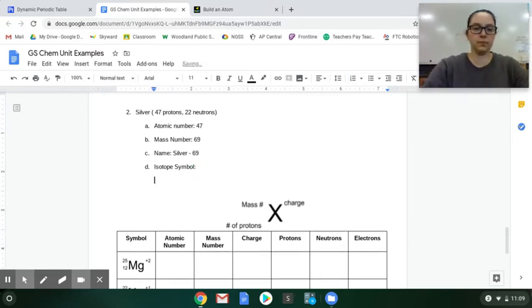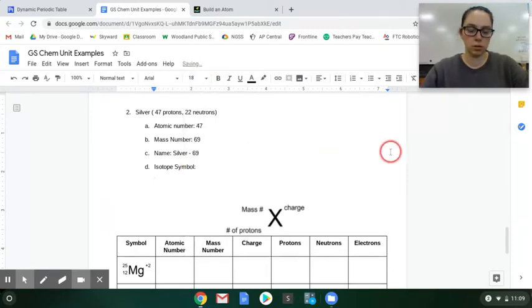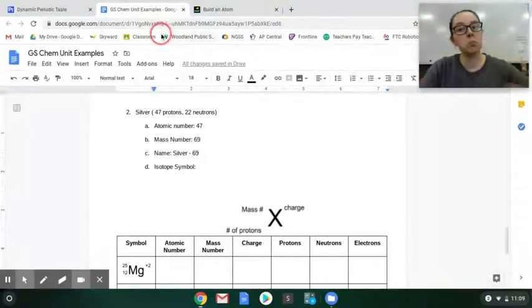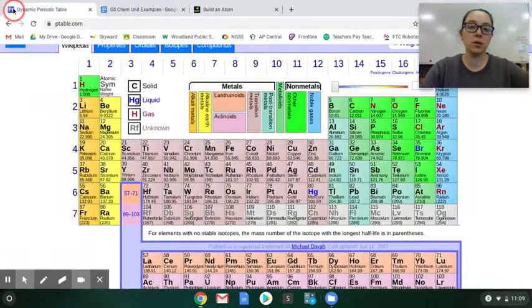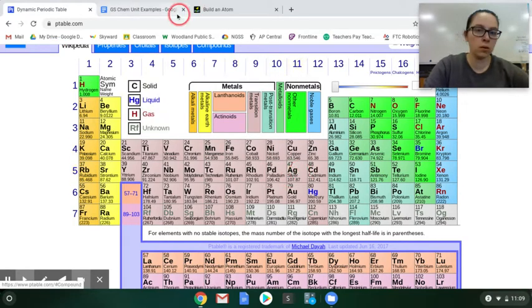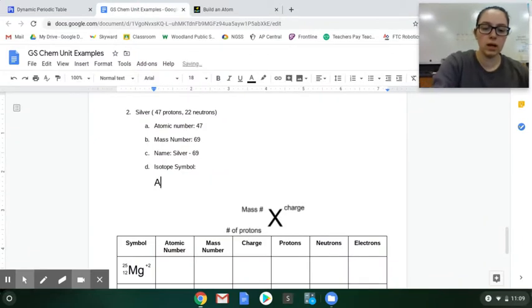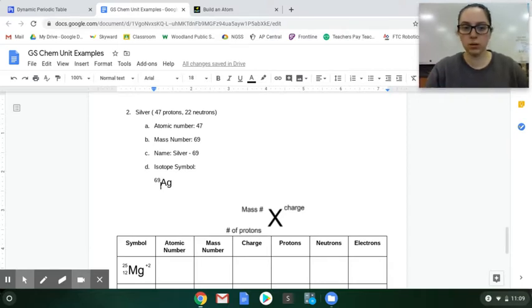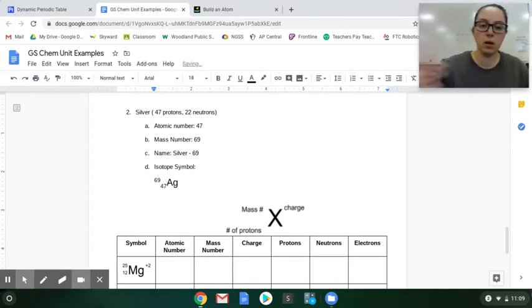My isotope symbol is going to be the element symbol for silver. What is that? It's not Si because that's silicon. We better double check our periodic table. Here's silver. Element symbol is Ag. I know it's a weird one, but it's okay. We'll get through it. Ag. Remember, at the top I put my mass number. So my mass number is 69. And then my bottom is going to be my number of protons or my atomic number, which is 47. Lucky for us, we're done.